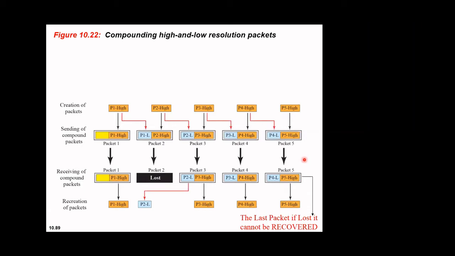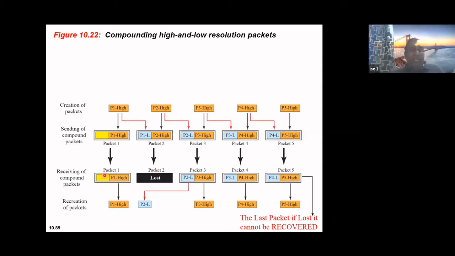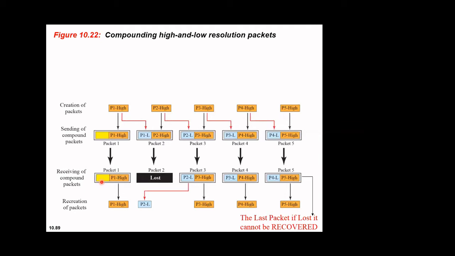And packet 1 also, you can see here, it doesn't contain any copy, because it does not have a previous packet. So the low resolution part will be left empty or blank. Have you understood this?